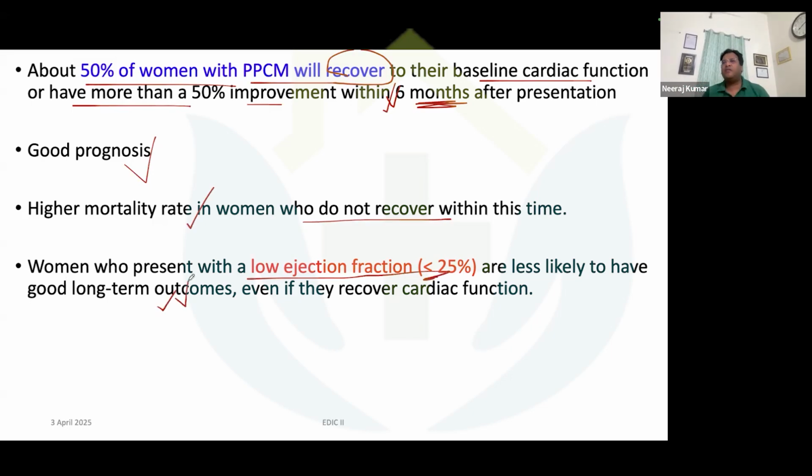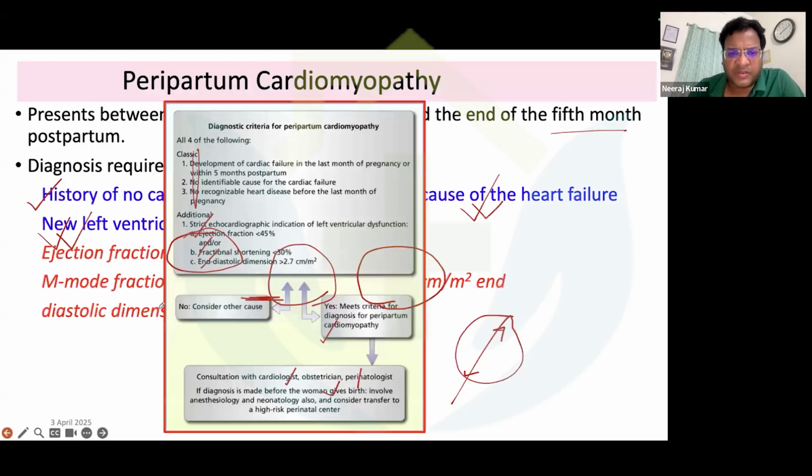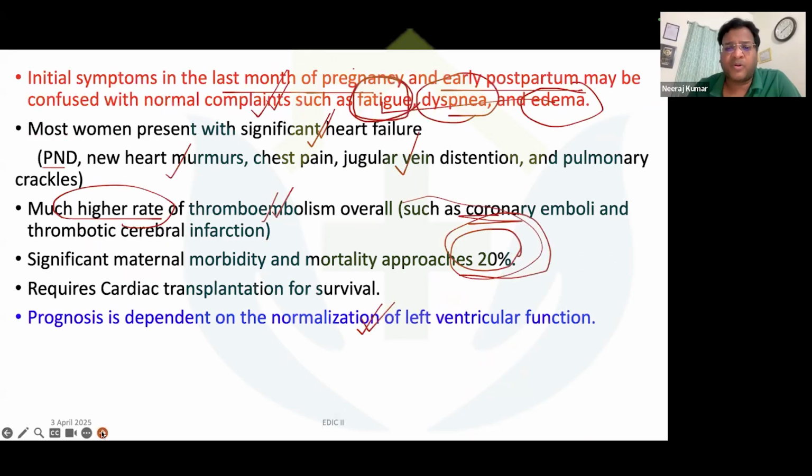So many times, based on the guidelines, if your EF cutoff is around 40%, or if your EF is around 35%, and if your EF is around 30%, the more the decrease in EF, the poorer the prognosis.